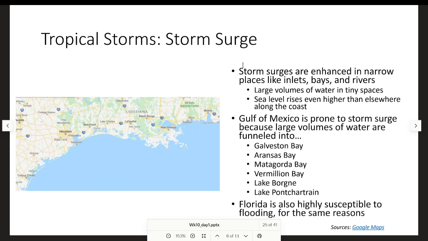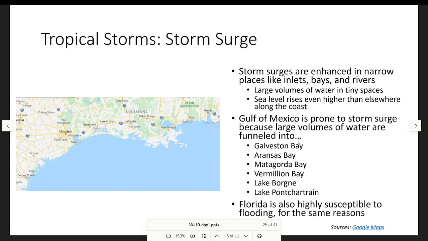So, more on storm surge. Storm surges are enhanced by narrow places like inlets, bays, and rivers. I kind of talked about this earlier in the semester. You have large volumes of water in tiny spaces, and so the sea level rises more in bays than it does in other places. If you have this bay here, the volume of water can increase very rapidly. And it's confined in this small space, so there's not really much area to disperse it. So it can overtop its banks really easily.